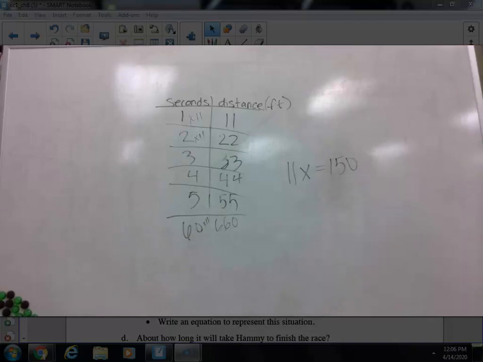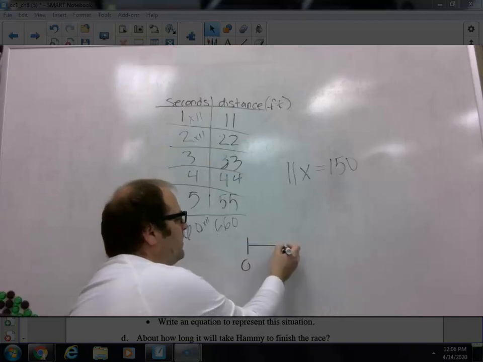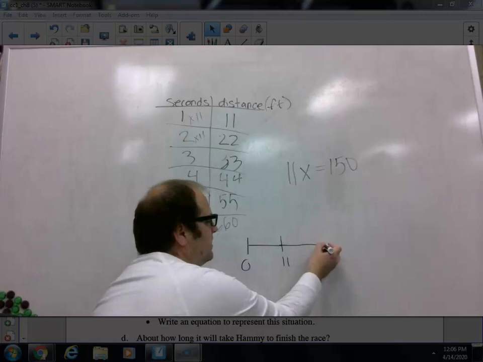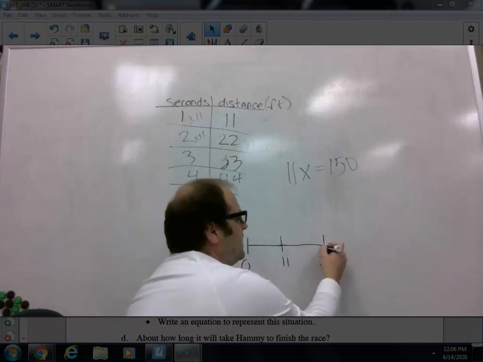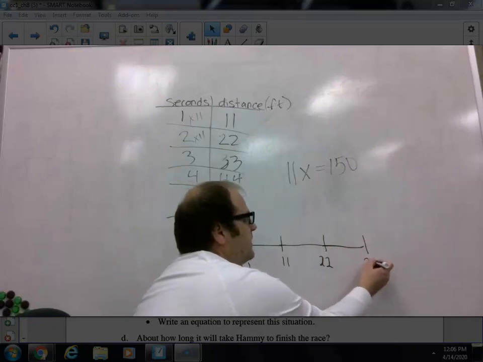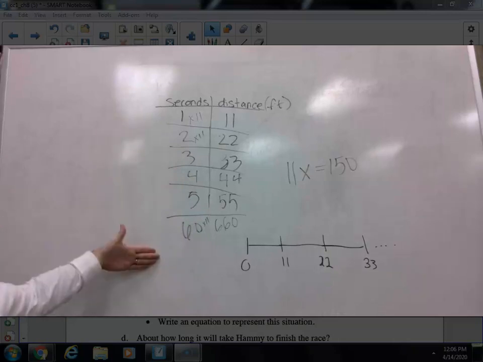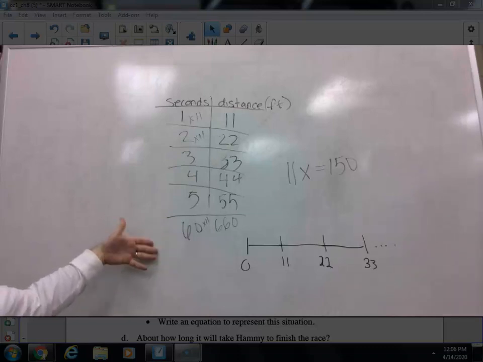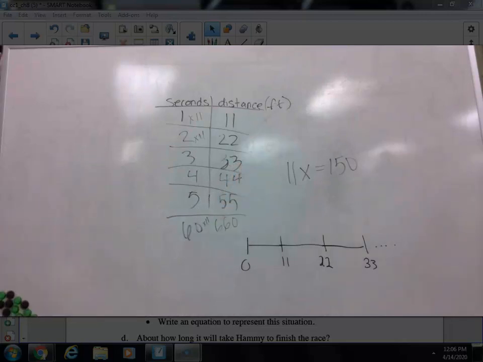Yeah. So if we were to draw a diagram, kind of like a number line, if we started at 0, and then we went 11 feet, and then we went another 11 feet, which is actually 22 feet, we would keep going until we got to 150. So just like our table, we can eventually get to the distance we want. It may take us a little bit of time. We can actually do it, it just may take us some more time. The equation gives us a more direct route to that answer.